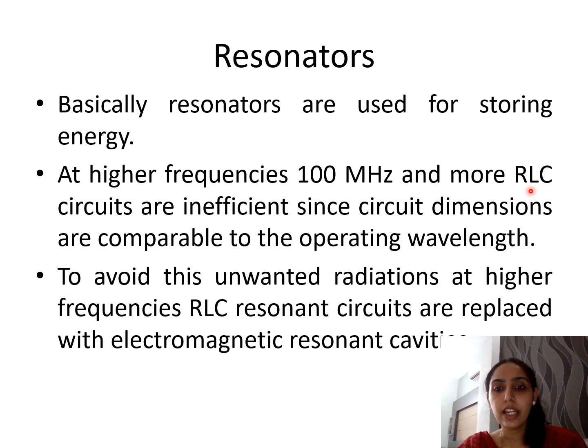So instead of that, we have to go to electromagnetic resonant cavities. We know that circuit dimensions are always comparable to the operating wavelength. So at very high frequency, the wavelength will be very small. So the dimensions have to be decreased, and there will be unwanted radiation. To avoid it, we have to replace these discrete components with an electromagnetic resonant cavity.